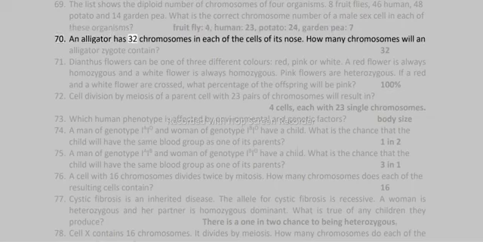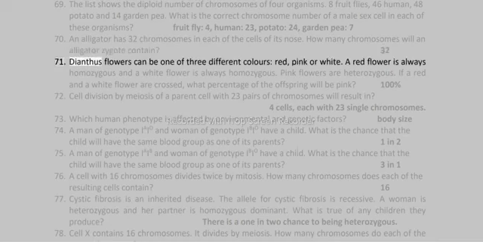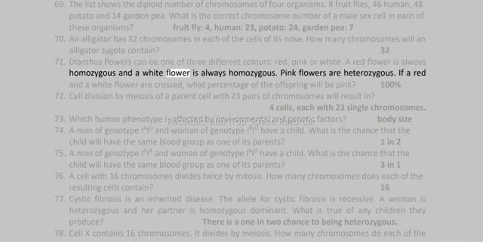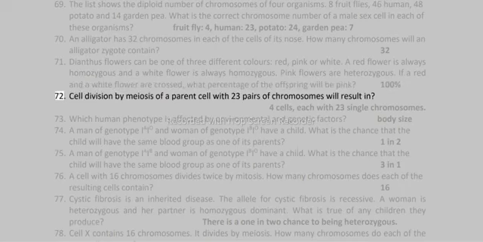70. An alligator has 32 chromosomes in each of the cells of its nose. How many chromosomes will an alligator zygote contain? 32. 71. Dianthus flowers can be one of 3 different colors: red, pink or white. A red flower is always homozygous and a white flower is always homozygous. Pink flowers are heterozygous. If a red and a white flower are crossed, what percentage of the offspring will be pink? 100%.